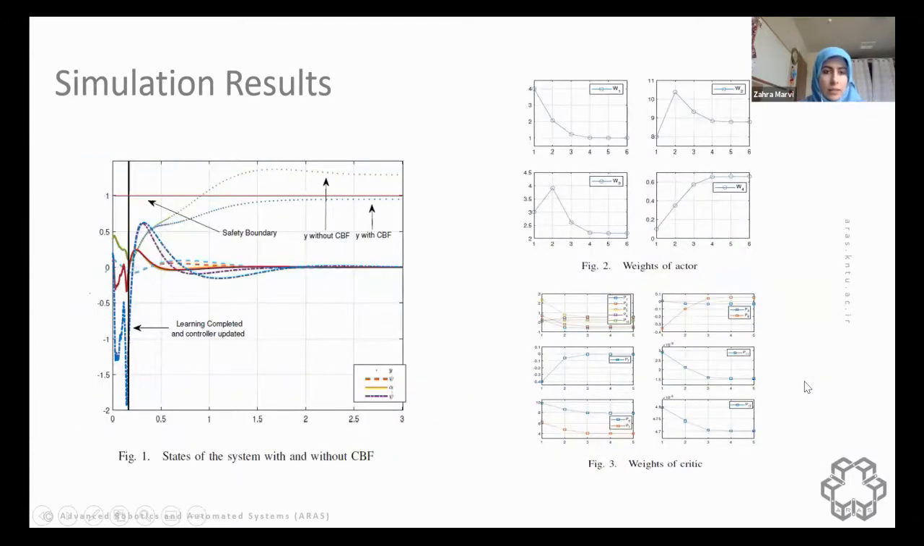And here are the simulation results. The weights of actor and critic converge, and here are the states of the system. Here we have applied the noisy input and collected the data. Then the learning is completed and the controller is updated. This red line is the critical value that we want not to be passed.